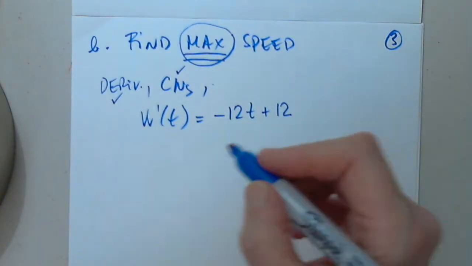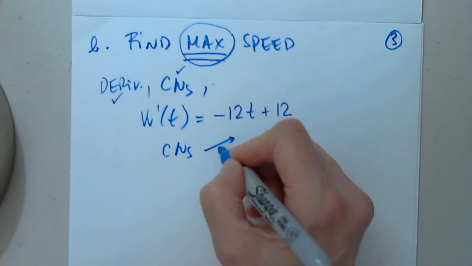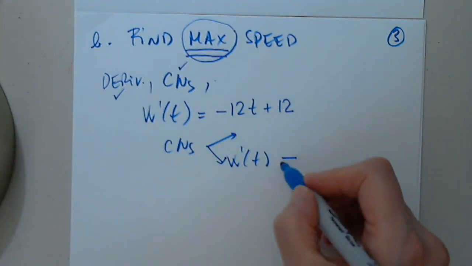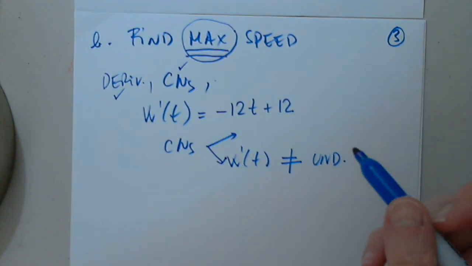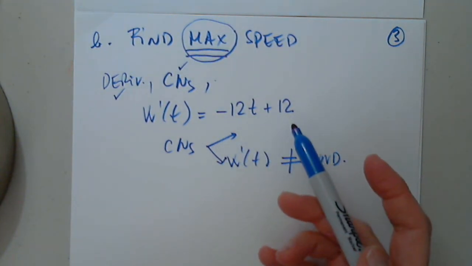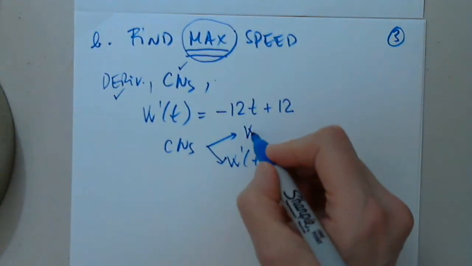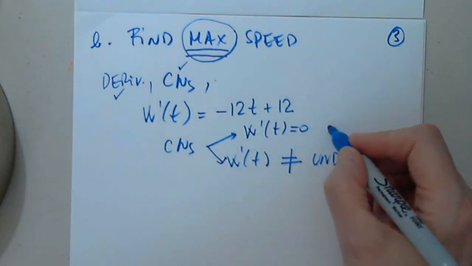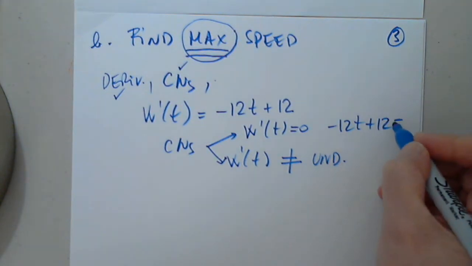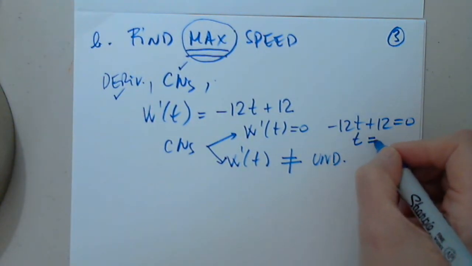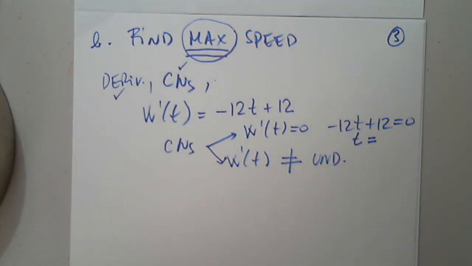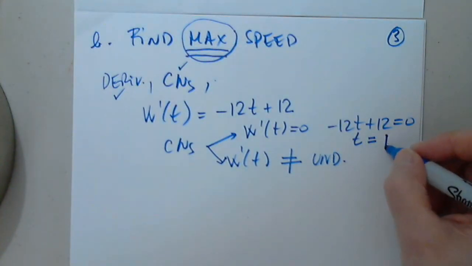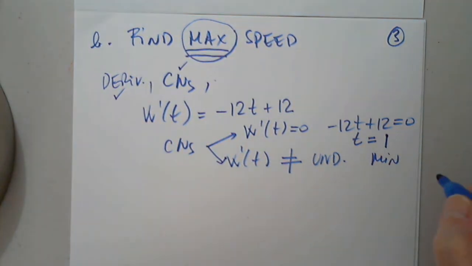Remember, critical numbers come from two sources, and I have to check both. But w prime of t is never undefined. It's a polynomial function. So only from w prime of t equals 0. When you set this equal to 0, how much is t? Minus 1. 1, I'm sorry. Very good. 1 minute. Awesome.